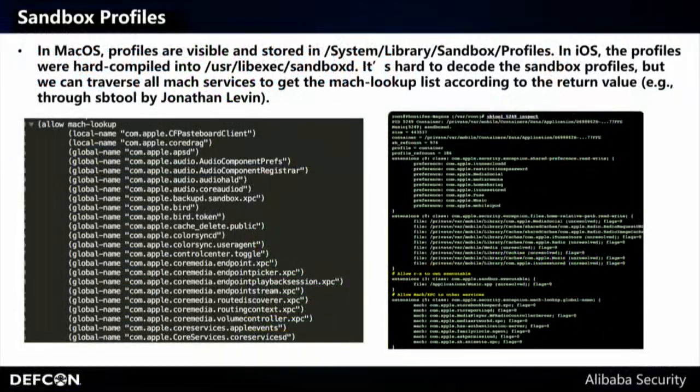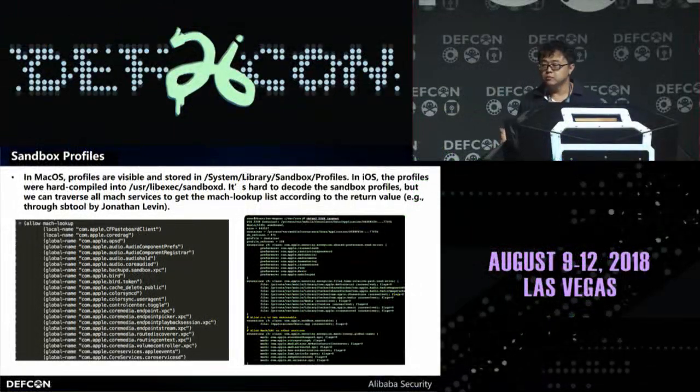There is a concept called sandbox profiles. Sandbox profiles define what Mach services can be accessed by sandbox applications. In macOS, these profiles are visible and stored in the system library sandbox profile disk file. And in iOS, the profiles were hard-coded and difficult to decode. But we can traverse all Mach services to get the list of services that can be accessed by sandbox applications. Also, we can use some tool, for example, the SBTool developed by Jonathan.